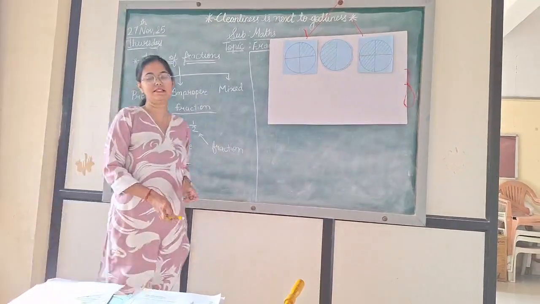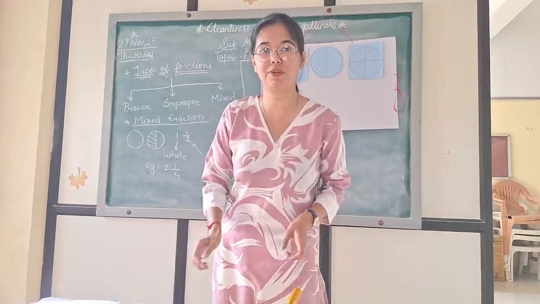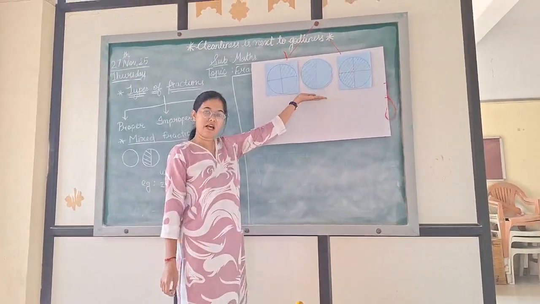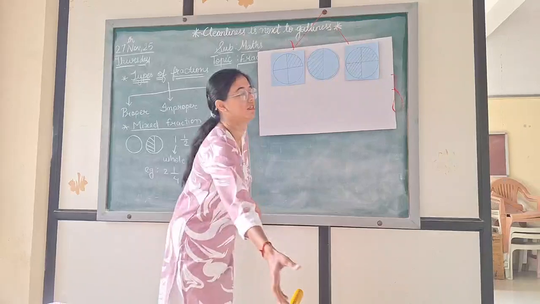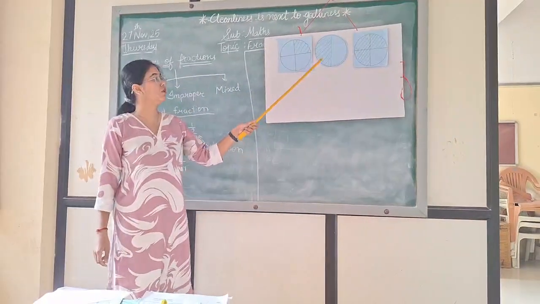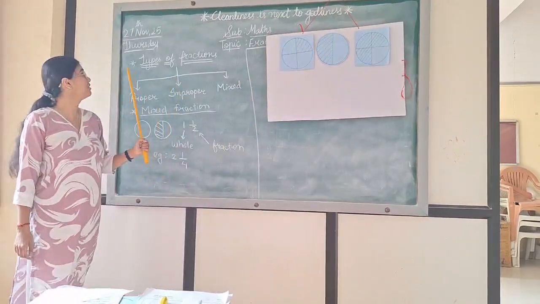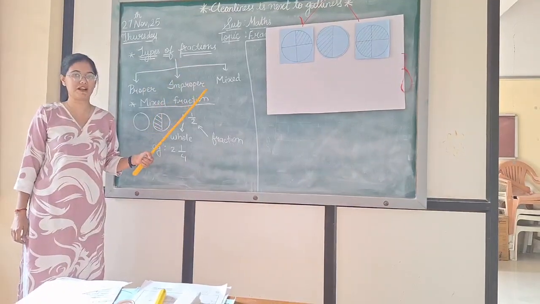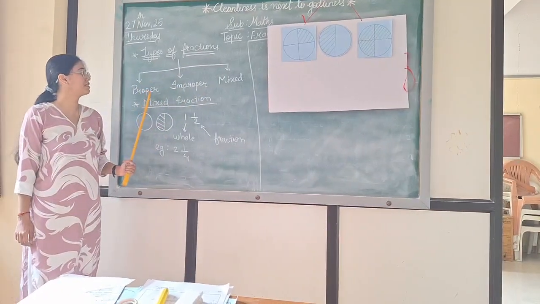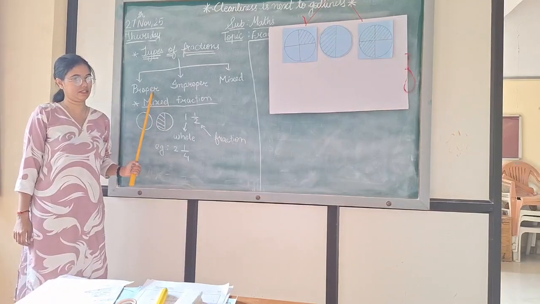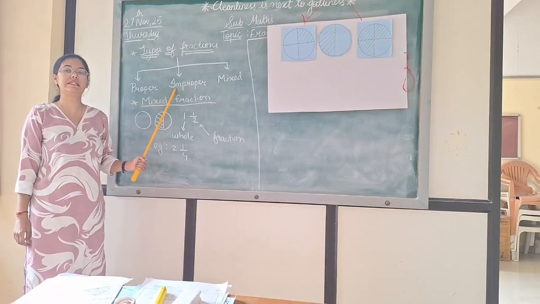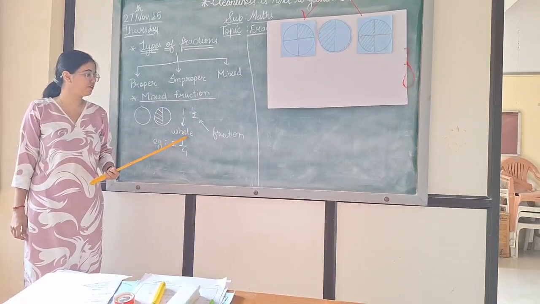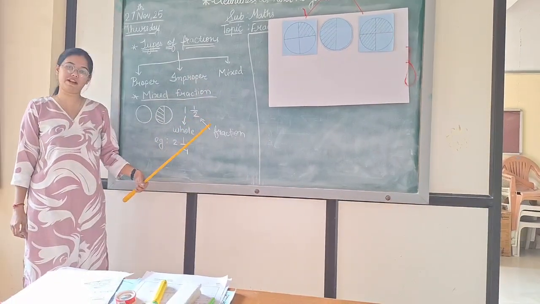Okay. So, let's recapitulate what we have learned today. We have learned this 1/2, 3/4 and 1/4. Then we have learned the types of fractions, proper, improper and mixed fractions. In proper fractions, the denominator is greater than the numerator. In improper, it is vice versa. In mixed fraction, it is the combination of a whole and a fraction.